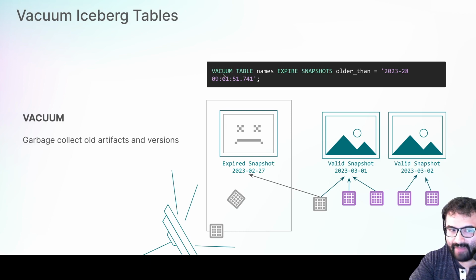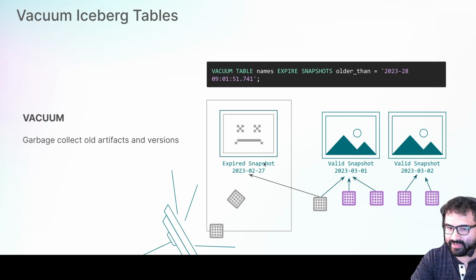So you can just use this vacuum table command to say, hey, I want to vacuum the table, expire snapshots older than this particular snapshot timestamp. It'll expire those snapshots, and if a file is no longer associated with any valid snapshots, it's going to get cleaned up and vacuumed and deleted, saving you all that storage.